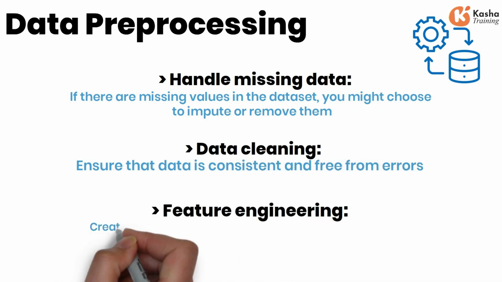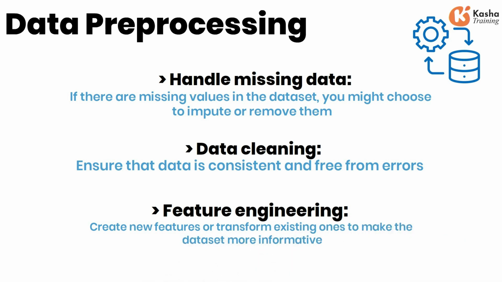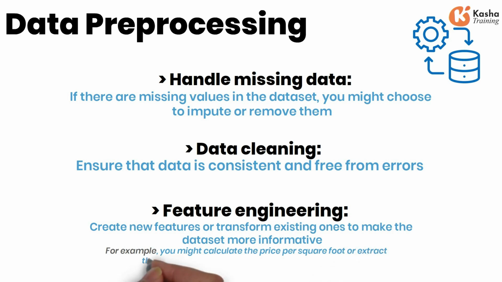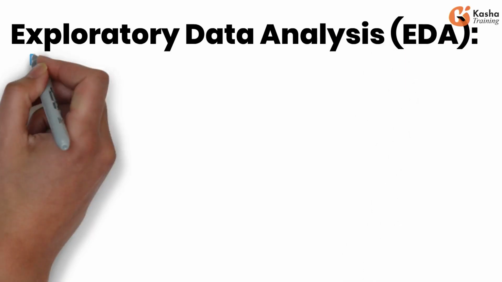Feature engineering. Create new features or transform existing ones to make the dataset more informative. For example, you might calculate the price per square foot or extract the year in which the house was built from the date.